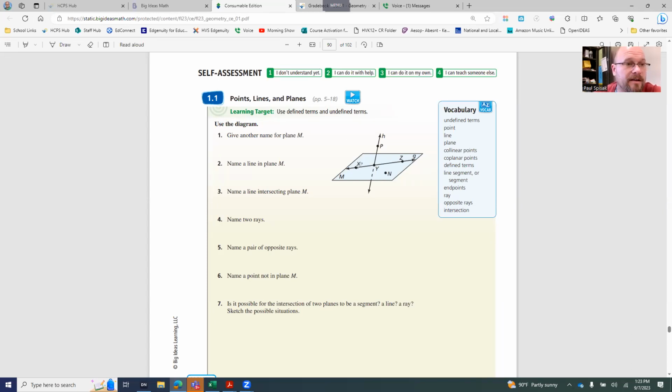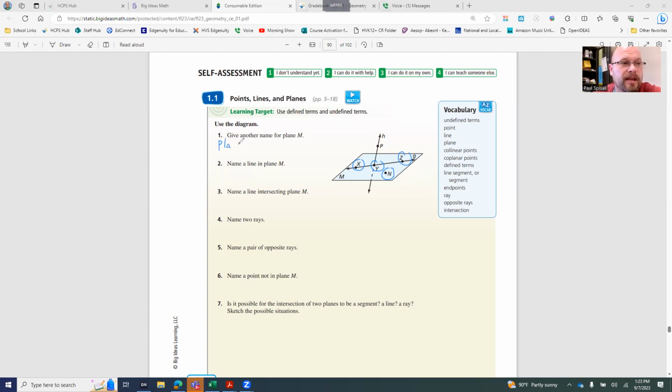So on this diagram, you have points X, Y, Z, and N all in the plane. Well, to name the plane, you need to use at least 3 points, but they also have to be non-collinear points. So we can't use X, Y, and Z together. We're going to have to use N. So we can do any combination.